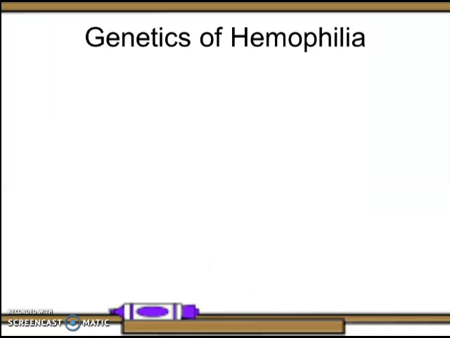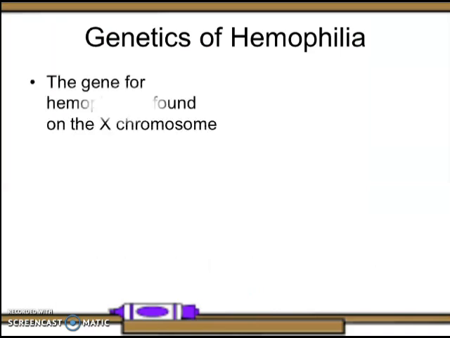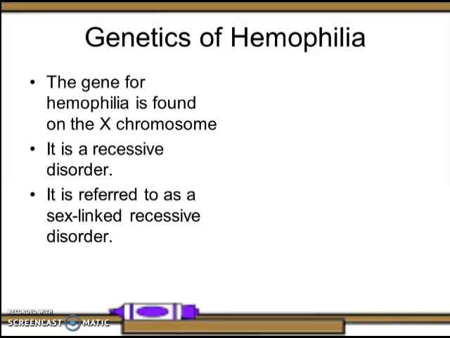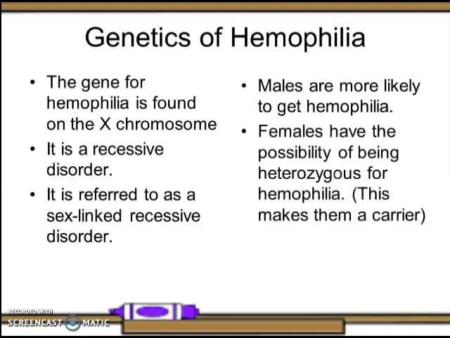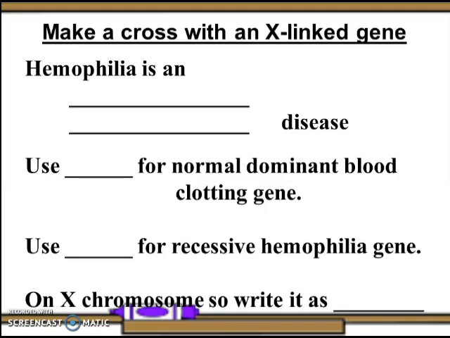Let's have the genetics of hemophilia. The gene for hemophilia is found on the X chromosome. It is a recessive disorder. It is referred to as a sex-linked recessive disorder. Males are more likely to get hemophilia, and females have the possibility of being heterozygous for hemophilia, meaning this makes them a carrier. This time, let's make a cross with an X-linked gene.